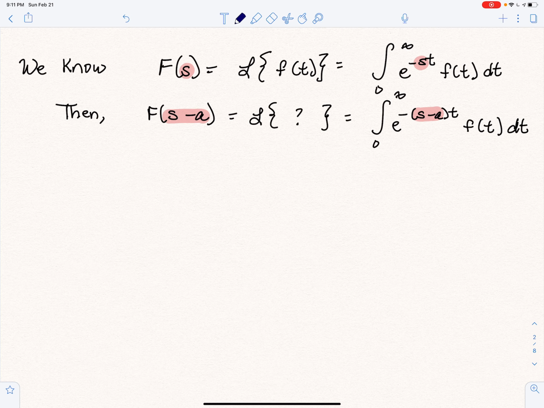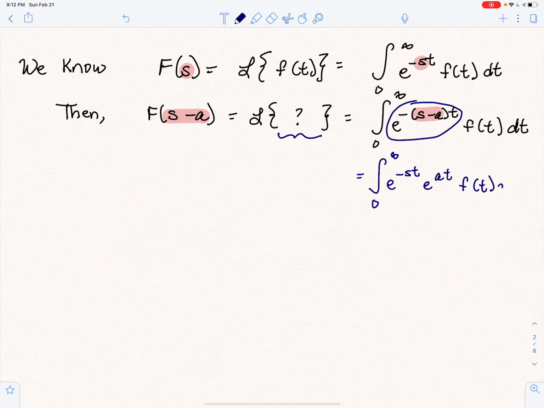So if we have F of s minus a, I want to fill in this blank with something, but we'll have to see what it ends up being. By definition, if I replace s with s minus a, as you see highlighted here, we have e to the negative s minus a times t times f of t dt. Now I'm going to multiply this out a bit. So this is going to end up being the integral from 0 to infinity of e to the negative st times e to the at f of t dt.